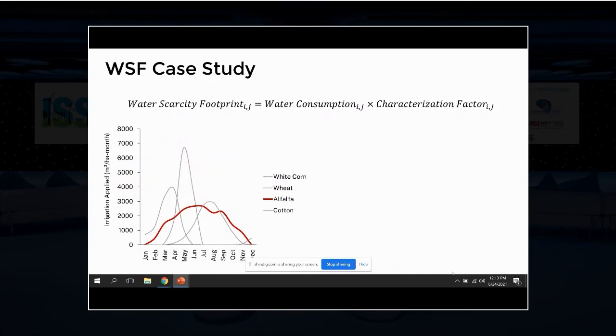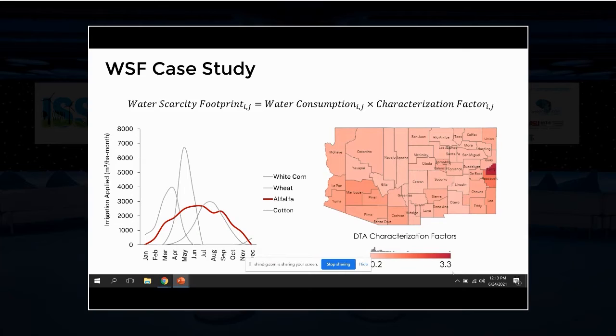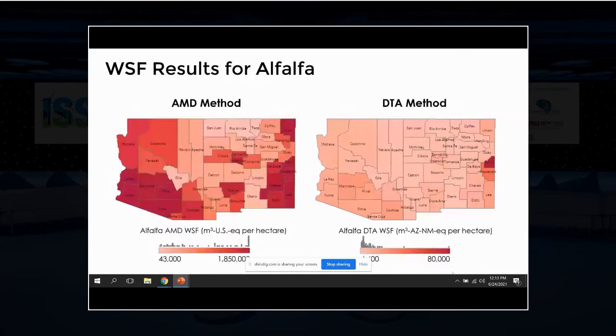So I extrapolated this beyond, that was just our annual characterization factors. So now we're going to go all the way out to water scarcity footprint by looking at an alfalfa case study. So I took the distribution of water needs for alfalfa and multiplied by the demand to availability characterization factors to get water scarcity footprint. We're going to look at the two methods side by side. We see kind of similar trends of the characterization factors themselves. This is just to point out the decision-making abilities within the two methods.